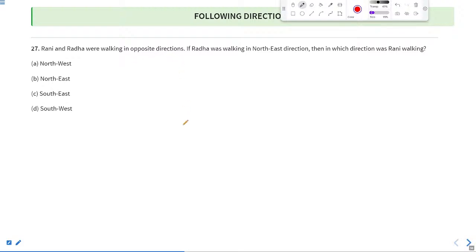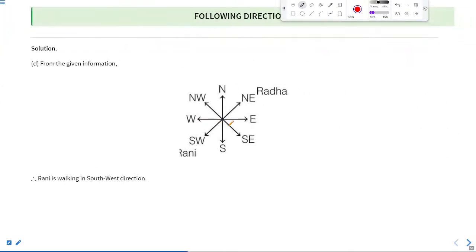Rani and Radha were walking in opposite directions. Radha is walking in the northeast direction. Then which direction was Rani walking? Clearly they're walking in opposite directions. If one is walking northeast, the other must be walking southwest. For the given information, clearly the opposite of northeast is southwest.